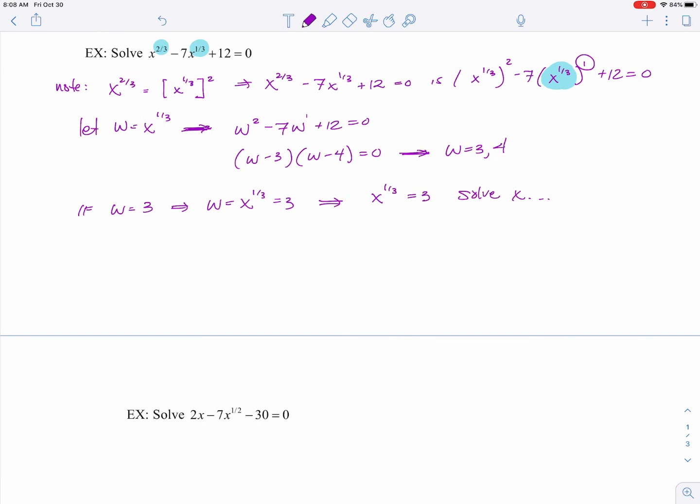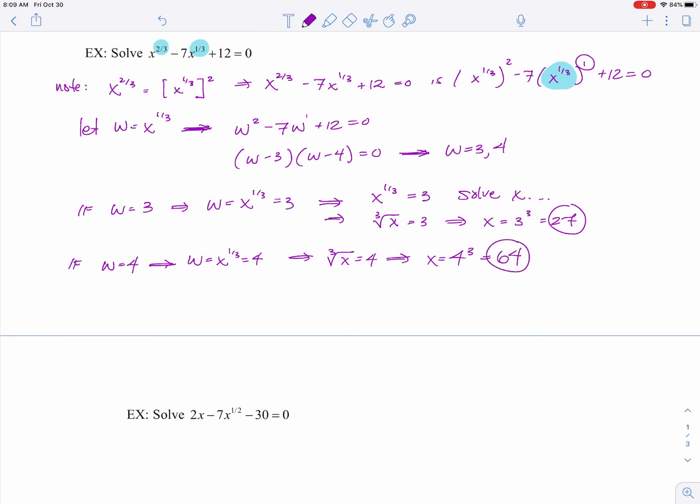And this is easy enough. What does this really mean? This really means the cube root of x is equal to 3, so we'll cube both sides. So x is equal to 3 cubed, which is 27. If w equals 4, then w equals x to the 1/3 equals 4, and that implies that the cube root of x is equal to 4, or x is equal to 4 cubed, which is 64. So x equals 27 or 64.